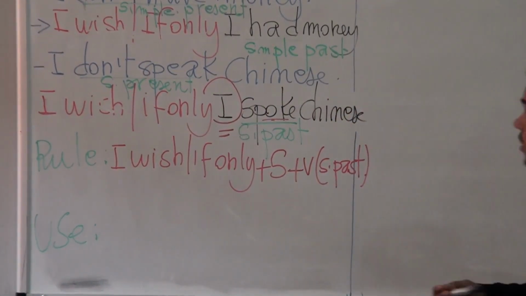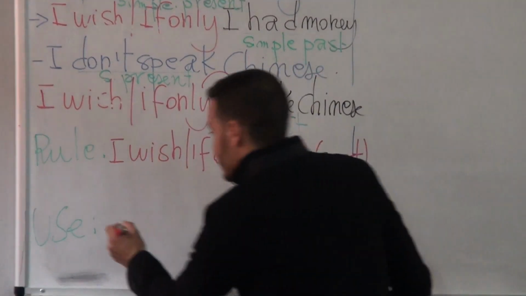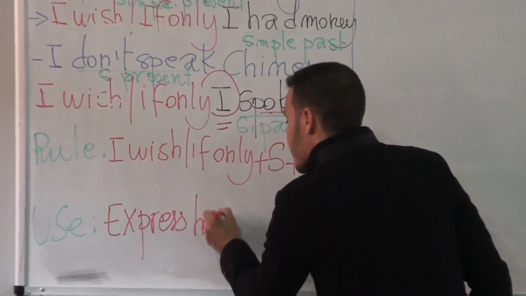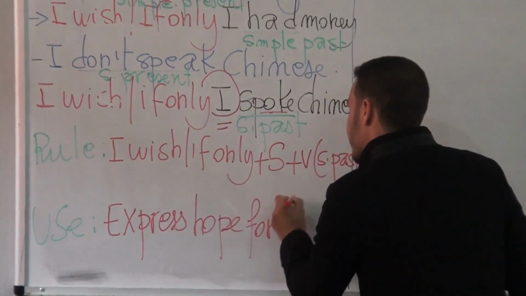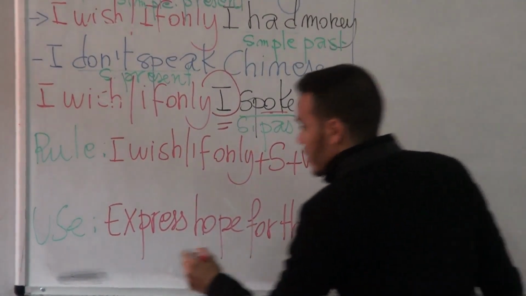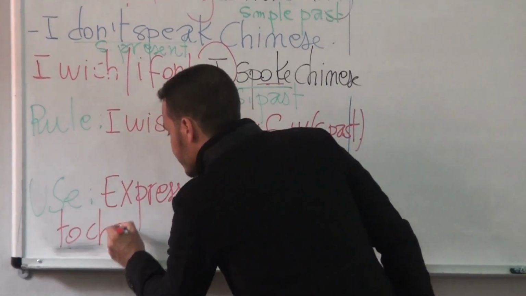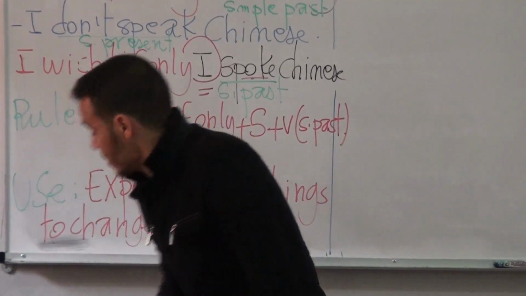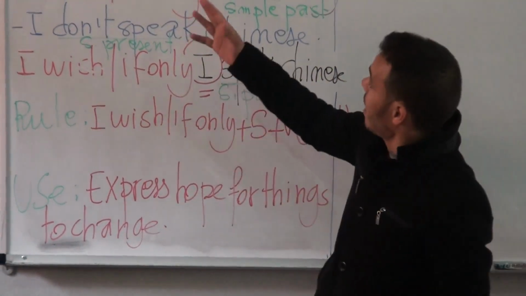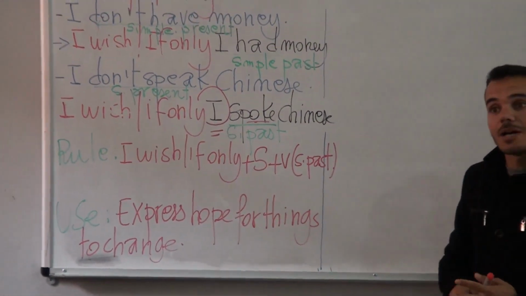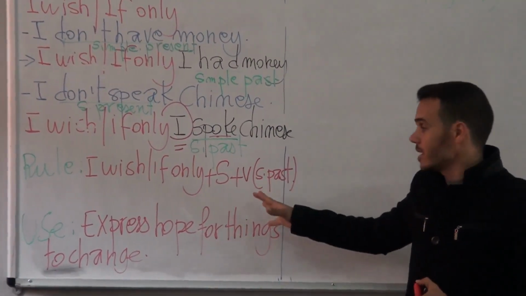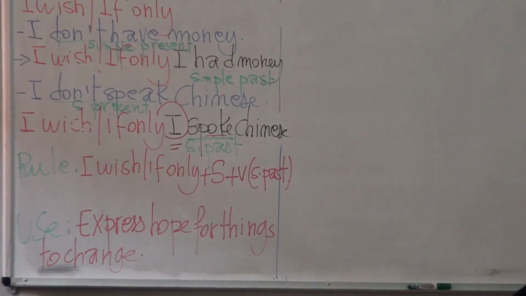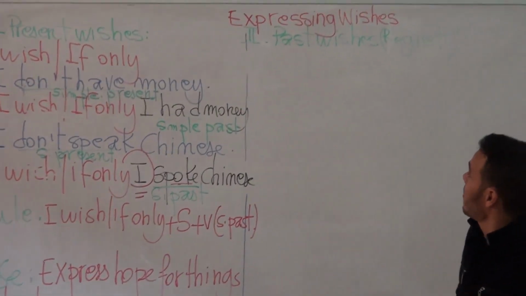So what is the use? So we use this to express hope for things to change. So express hope for things to change. So I don't have money. I wish I had money. So here I am expressing hope for this situation, which is not having money, to change. Right? Good. Now let's move on to the second part of the lesson, which is past wishes.